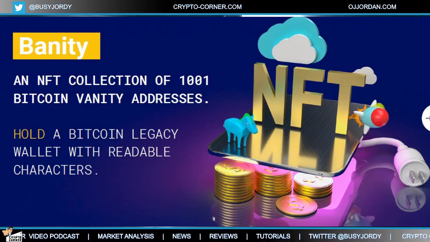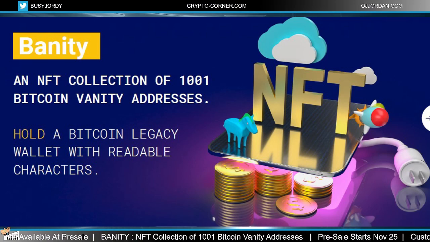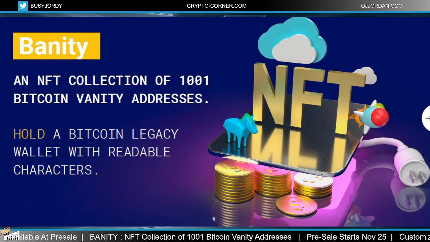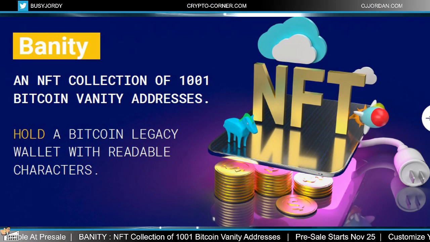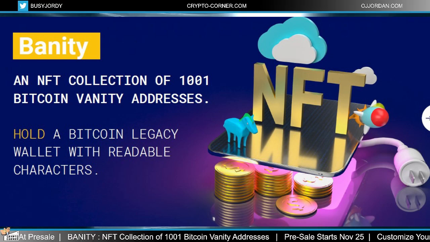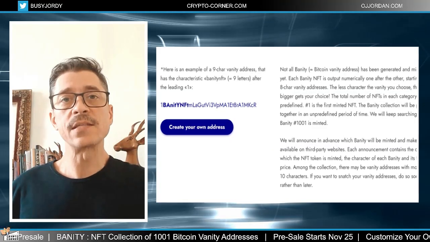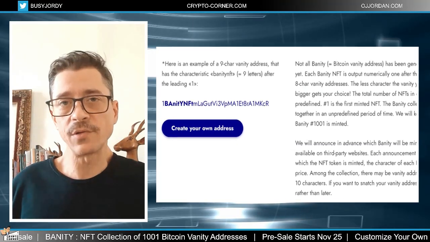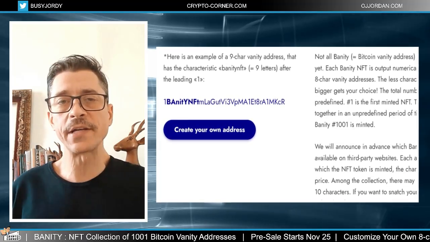Some websites are charging up to 0.1 Bitcoin to generate a vanity address. That's $5,000 at current rates. But it doesn't have to cost that much. For instance, I found a website called Banity, which offers an unlockable NFT of a Bitcoin vanity address with certain starting letters that spell out words. After the leading number 1, each vanity address has at least 8 human-readable letters in its set of alphanumeric characters.